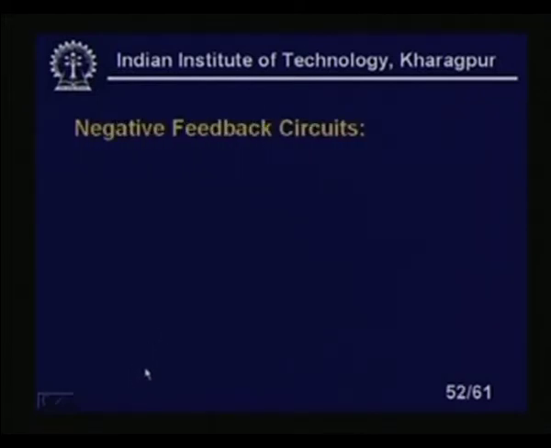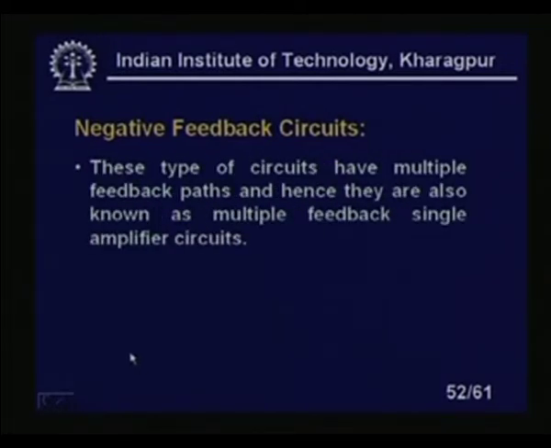Now, negative feedback circuits. These types of circuits have multiple feedback. So far, we have discussed only the positive feedback circuits, that means a single amplifier second order filter structure. We have discussed the band pass, high pass, low pass, all three different filter functions and the circuits which realize them, based on a single amplifier structure. But in all the cases the RC network is in the positive feedback path. So, we are calling it positive feedback topology.